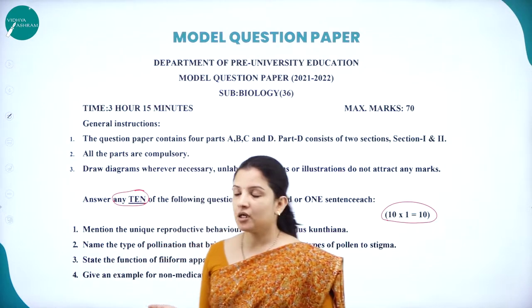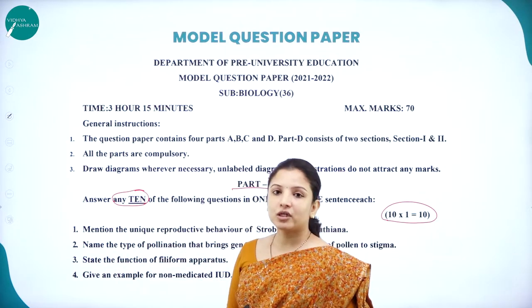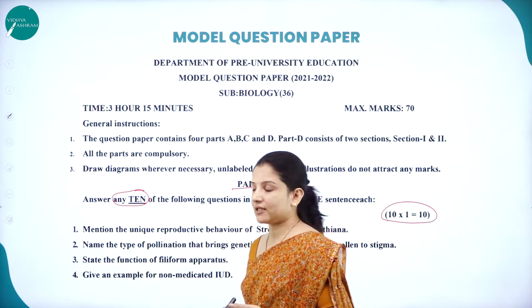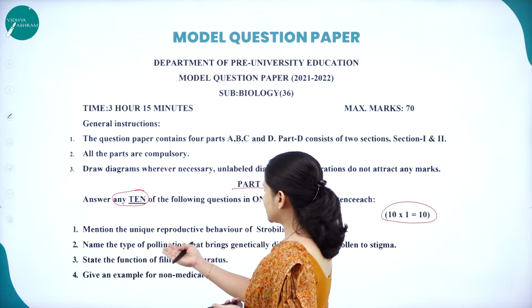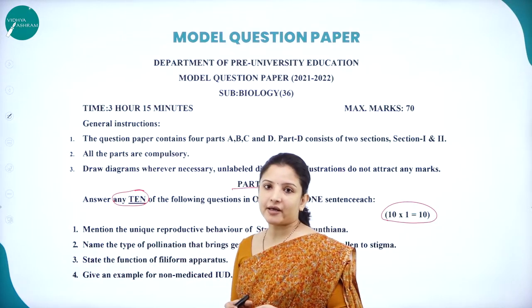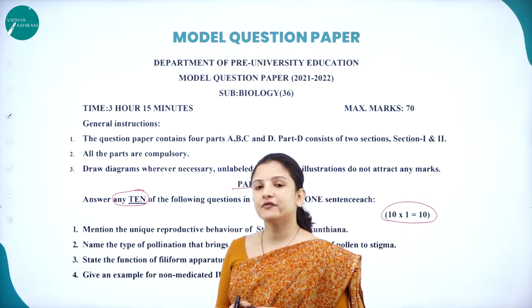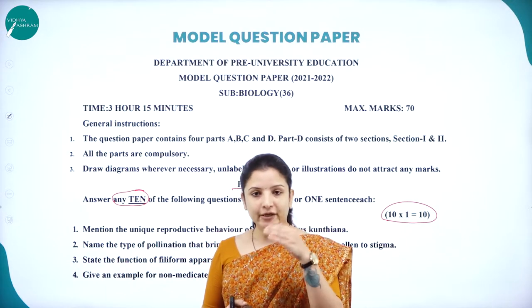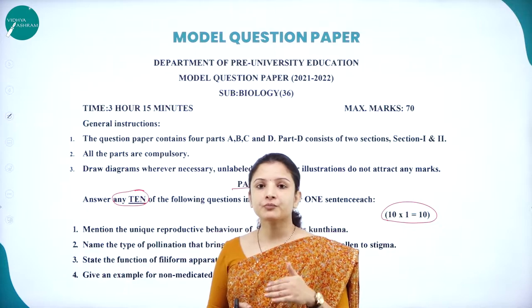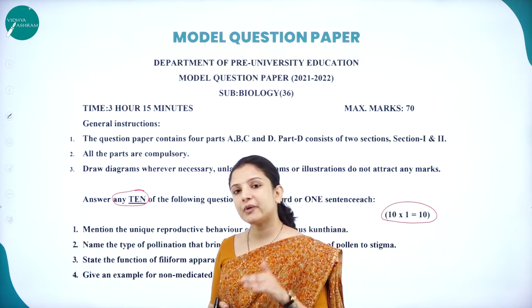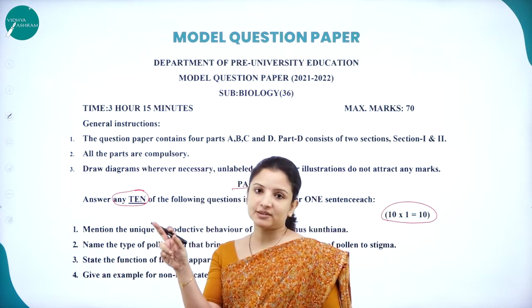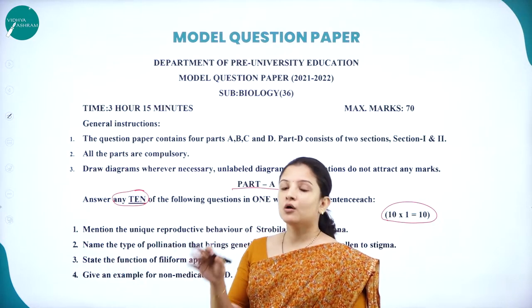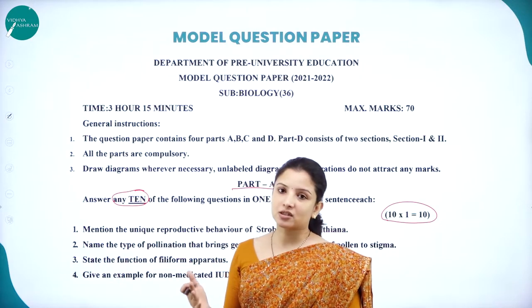It is enough. But there are some questions where you need to define and write it in the form of a sentence. Say, for example, you have: state the function of filiform apparatus. There you have to write: the function of filiform apparatus is to guide the pollen tube through the micropylar region, that is through the synergids. So you have to frame a sentence. Wherever one word is sufficient, finish it off in one word. Wherever you need to write a sentence, write it in a sentence.